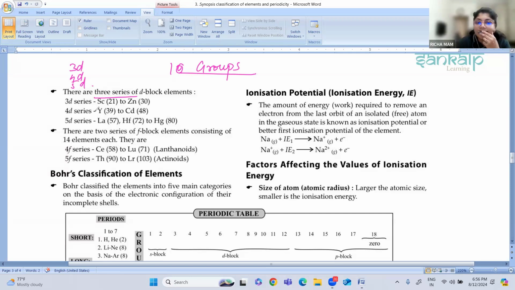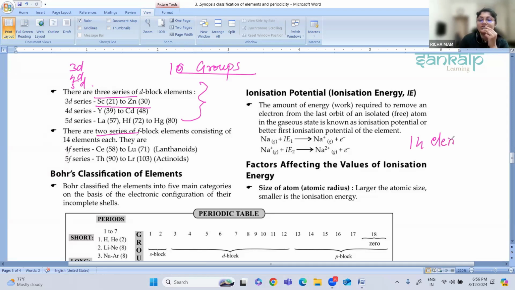In the 3d series you have the elements from scandium 21 to zinc 30. Then in the 4d series, you have yttrium to cadmium, that is 39 to 48. And the 5d series consists of lanthanum, hafnium, up to mercury. These are the 3 series which consist of the d block elements. And your f block element consists of 2 series, and each series consists of 14 elements.